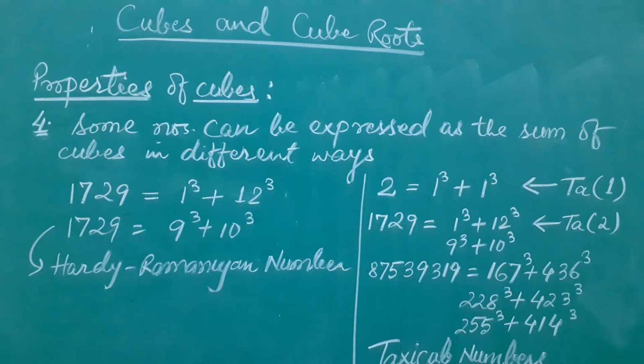Till now we have only 6 known taxicab numbers. Here we discussed up to 3 only. We have 6 known taxicab numbers, and this is similar to the Hardy-Ramanujan number. But the Hardy-Ramanujan number can be expressed in only 2 ways, and here in taxicab 1, 2, 3, 4, 5, there are many more.